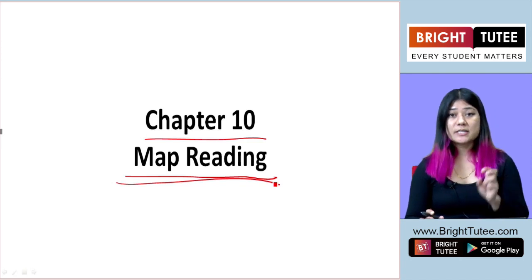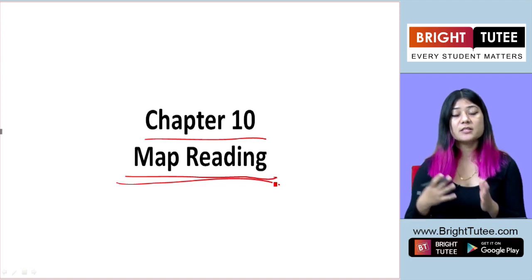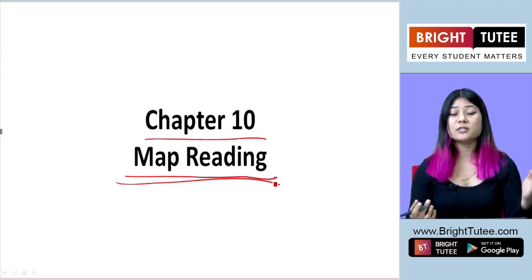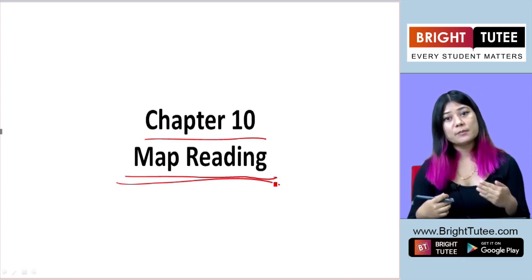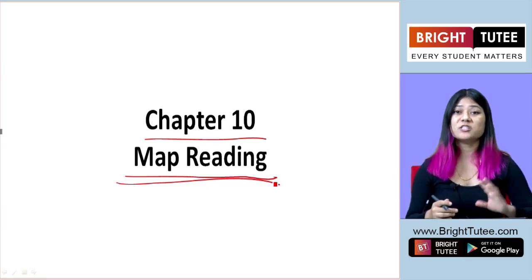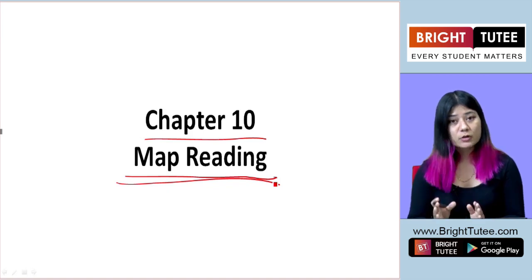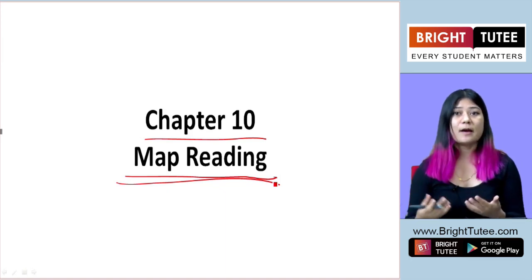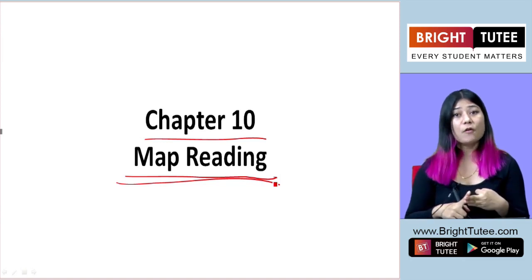Map is a very integral or crucial part of geography, right? When we learned about various chapters in the geography section of your book, we also came across many maps, and there were also exercises which dealt with map work. So this chapter is focused solely on telling you a little bit about how to read a map, why it's important, and the significance of map reading.